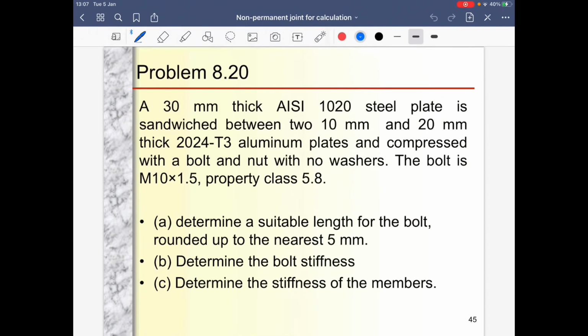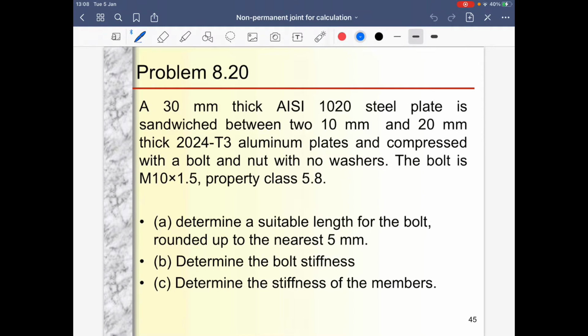So as I mentioned earlier in the class, I would like to provide you a tutorial video on how we can solve fastener stiffness that includes bolt stiffness and also the clamp members. So the question we discussed earlier is problem 8.20 in our lecture slide. Before we start, let's read the question again.